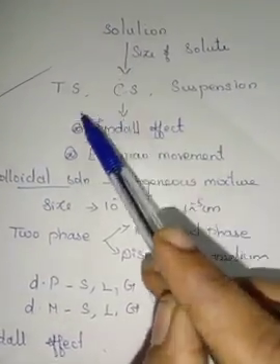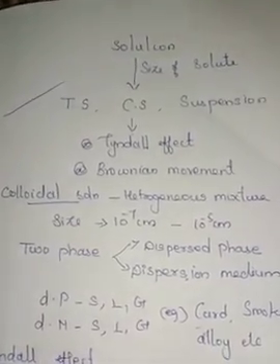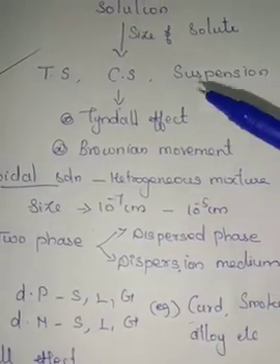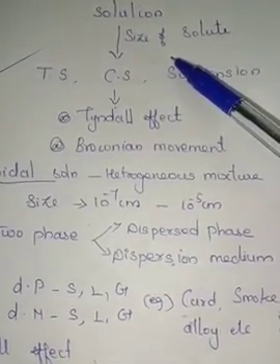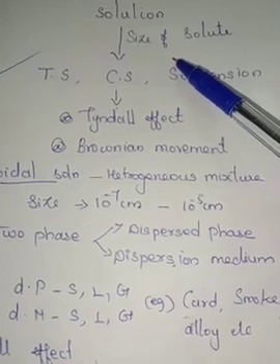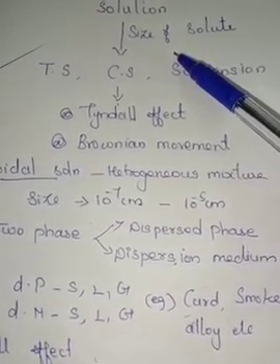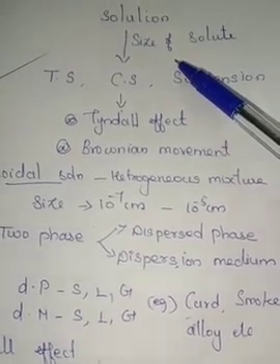So what is true solution? True solution is a homogeneous mixture. The remaining two are heterogeneous mixtures. In suspension, the solid particles can be filtered. In colloidal solution, solid particles cannot be filtered, but they can be settled down by using the centrifugation technique.